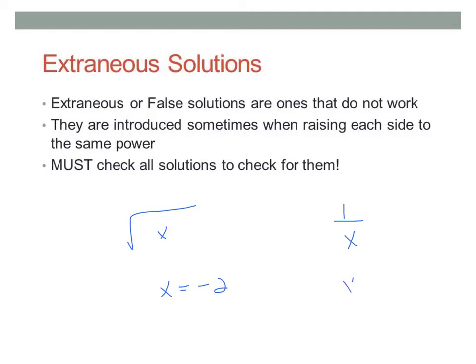And so if you get x equals 0, well, that's not going to work because you can't have a 0 in the denominator. So the two big cases that you have to watch out for extraneous solutions is when you're dealing with radicals and you can't have a negative under a square root, and when you're dealing with fractions and you can't have the bottom equal to 0.